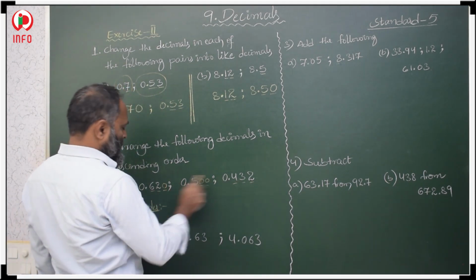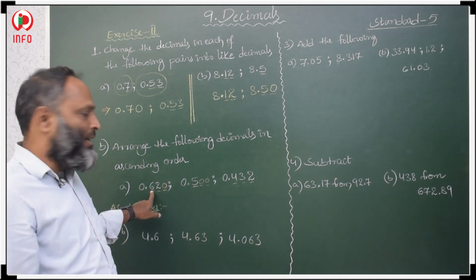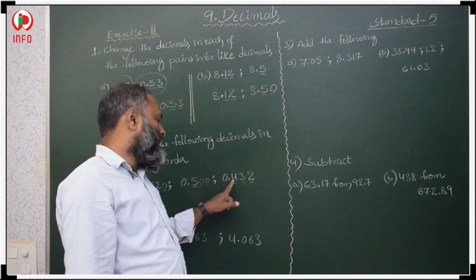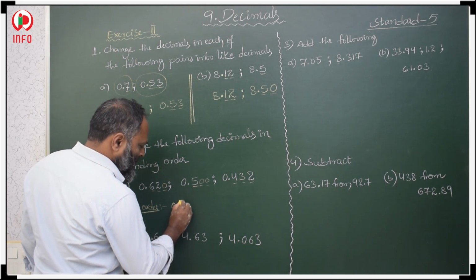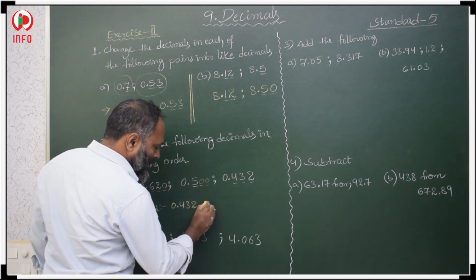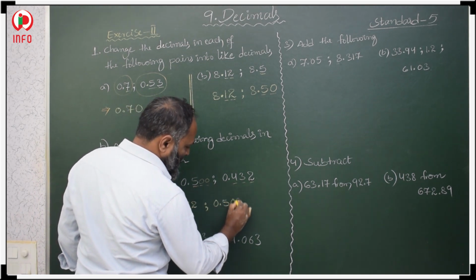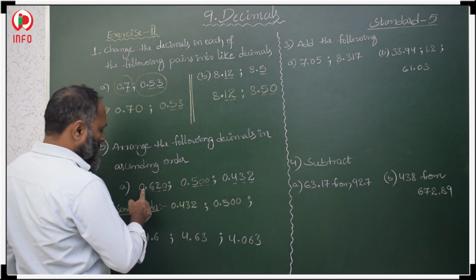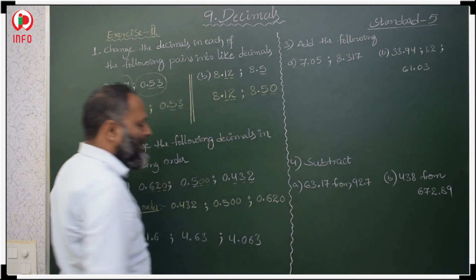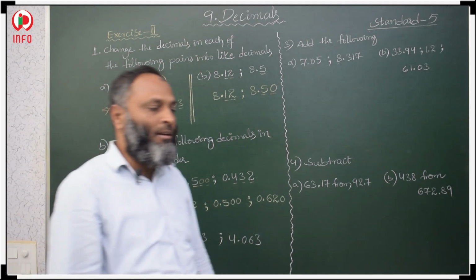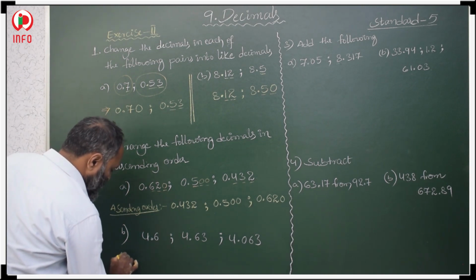0, 0, 0, point, point, point, till here all are the same. Here 6 in tenths place, 5 in tenths place, 4 in tenths place, so 4 is the smallest, that is 0.432, and the next smaller is 0.5, with 0, 0 you can take. Next 0.620. In tenths place, which one is bigger? That is bigger. Which one is smaller? That is smaller. Now here, ascending order.